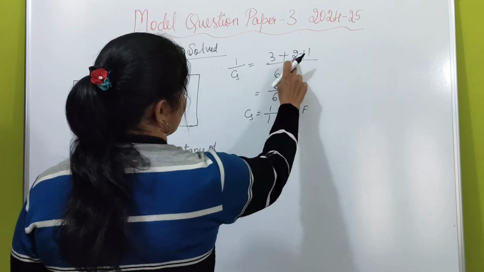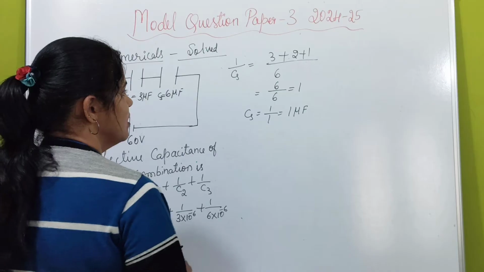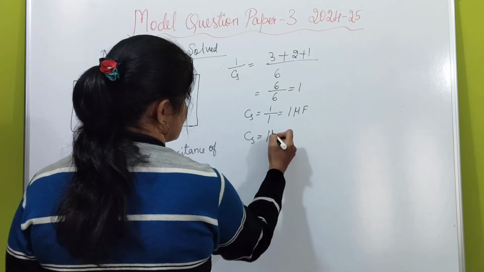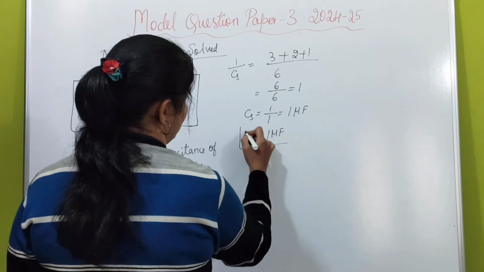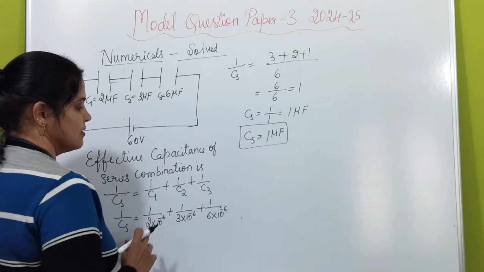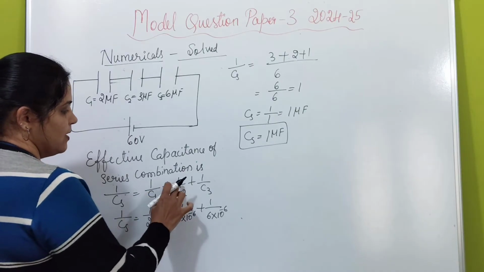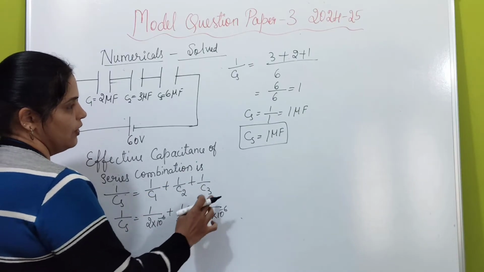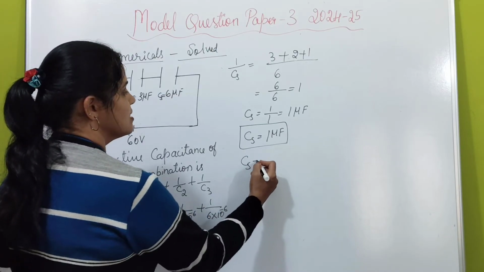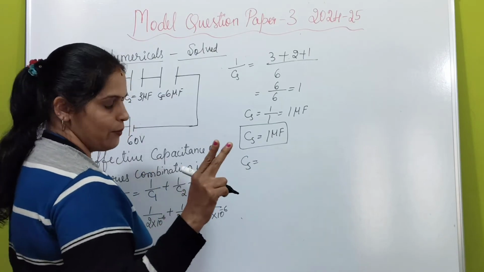I have not written microfarad here, I have just taken the number. So it is understood that Cs effective capacitance is in microfarad. So it is 1 microfarad. Within 2 steps you will get the answer like this. If you write like this, 1 by C1 plus 1 by C2 plus 1 by C3, you will get it within 2 steps.